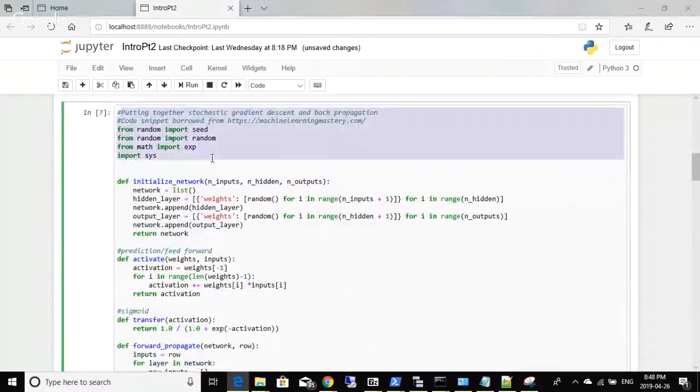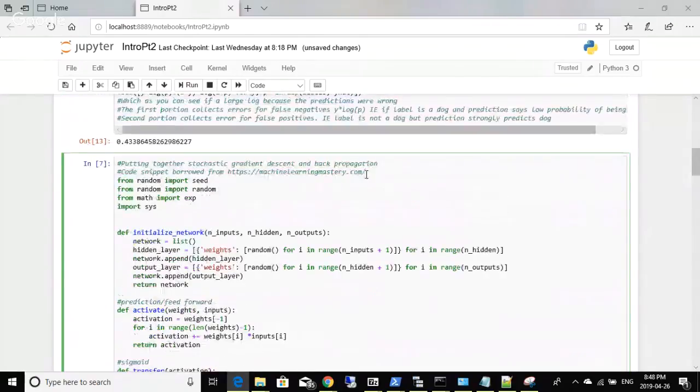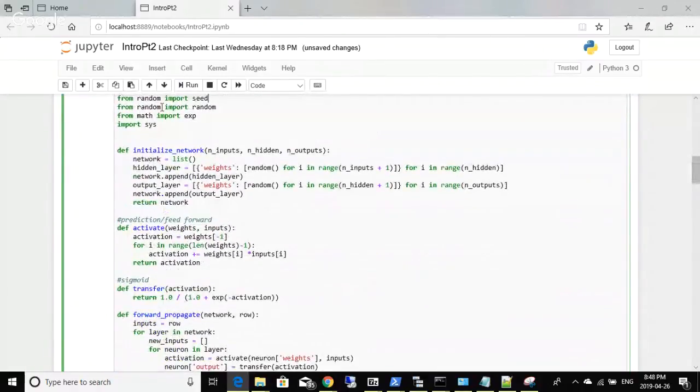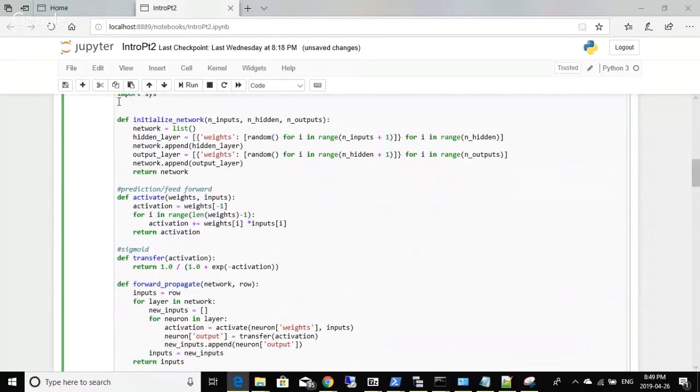So let's put together stochastic gradient descent and back propagation. This code is borrowed from Machine Learning Mastery. You can find the machine learning from scratch portion of it on the site itself if you're interested in learning more from the series. Right, so let's go through the setup part here. Initialize a network. This is just initializing random weights. You can see that we have two hidden layers here.